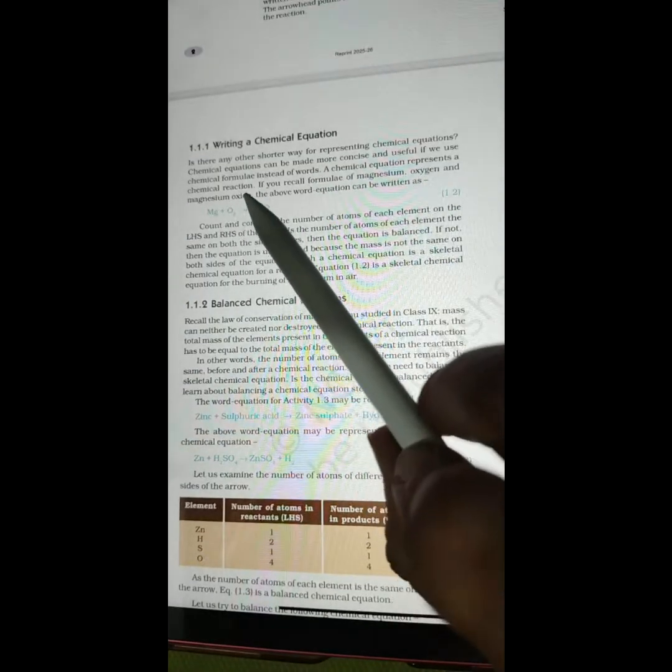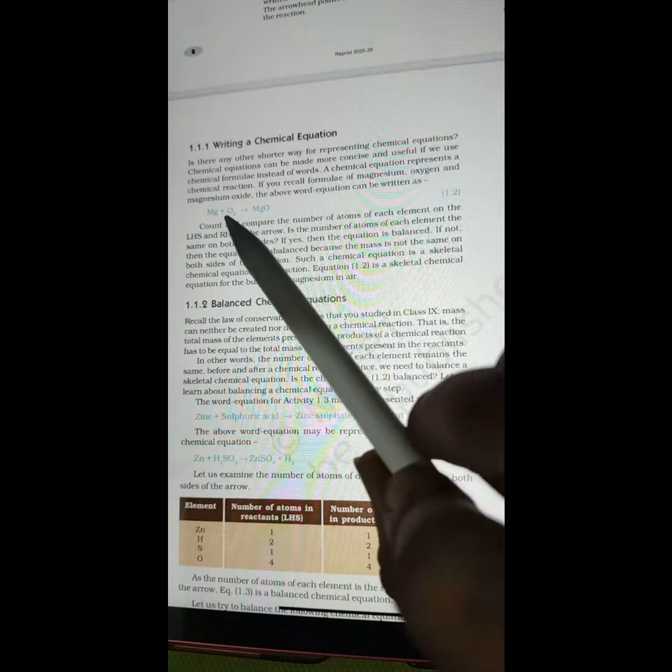1.1.1, writing a chemical equation. Is there any other shorter way for representing chemical equations? Chemical equations can be made more concise and useful if we use chemical formula instead of words. A chemical equation represents a chemical reaction.